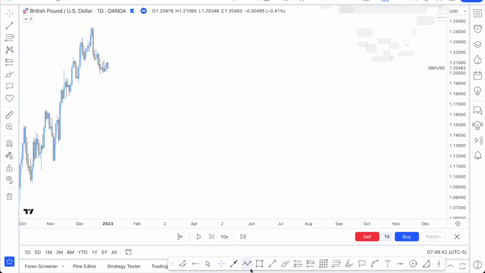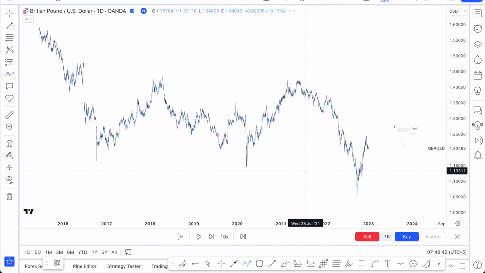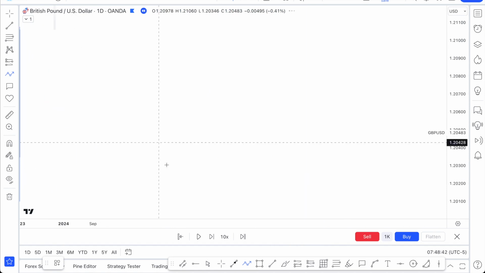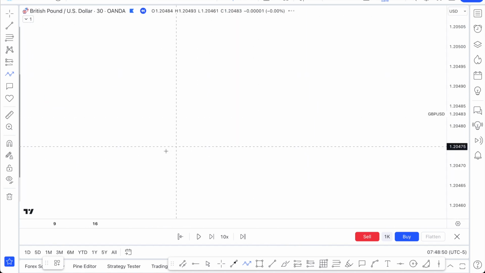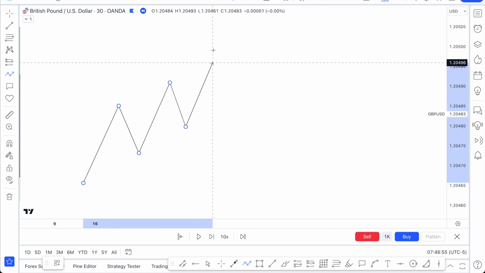So the way I see supply and demand is very simple. Let me just go over here and draw it out for you guys. In fact, why don't we just go on the 30-minute? Right there. What I do specifically is I just follow the swing highs and swing lows.